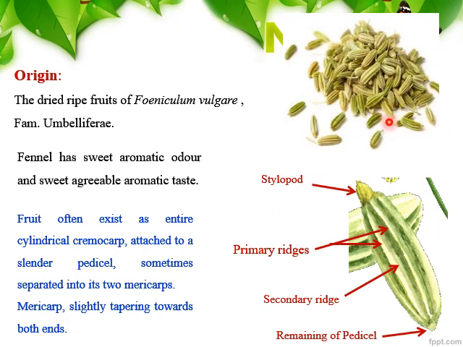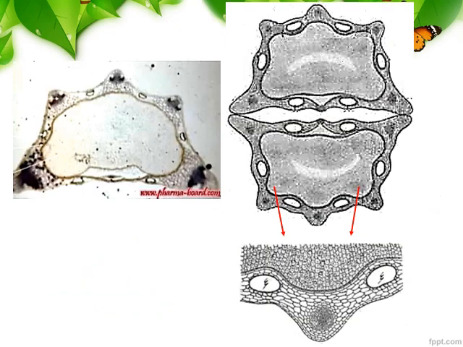This is dried fennel fruit. Diagram or sector in fennel showing the two parts with 5 prominent primary ridge in each half, 4 secondary ridge less prominent. Under each primary ridge we have the bicollateral vascular bundle. Under each secondary ridge we have the schizogenous duct or vitta.